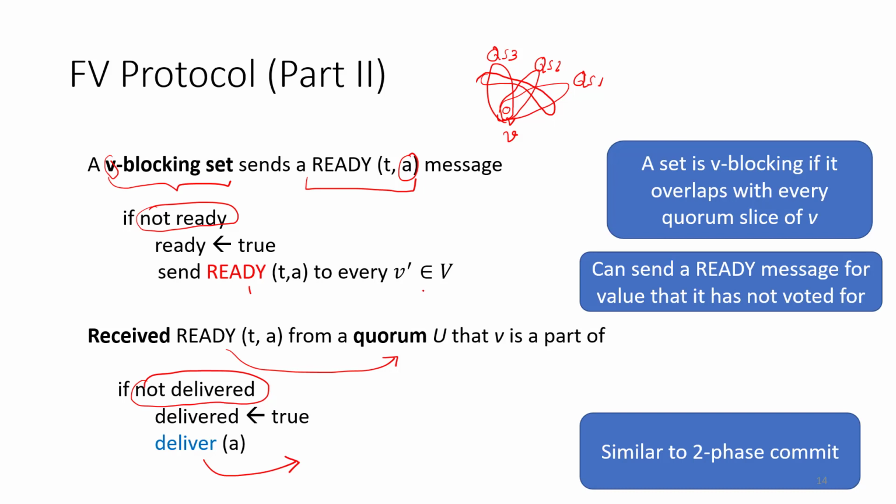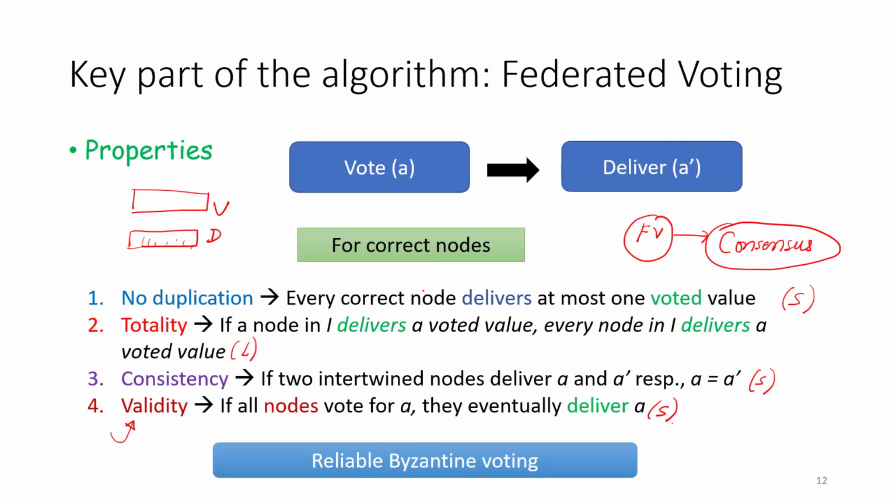But assuming it does, then of course you can guarantee beautiful things. And what you can guarantee is that the same value is delivered. Number one, right? So you can guarantee everything that federated voting guarantees. No duplication. You can clearly see that you deliver only one voted value because only once does your state change from not delivered to delivered. If a node in I delivers a voted value, it's guaranteed that it has the support of a quorum. So no other value can be delivered because of quorum intersection, right?